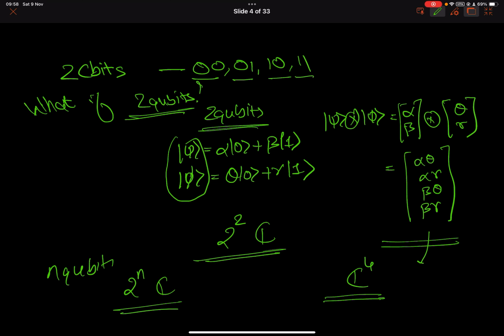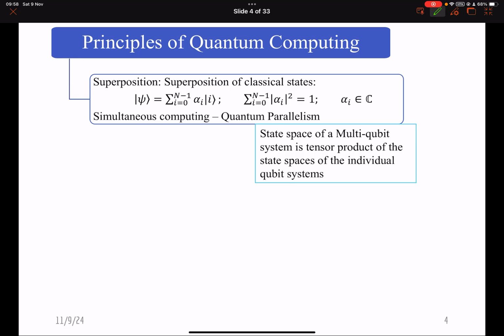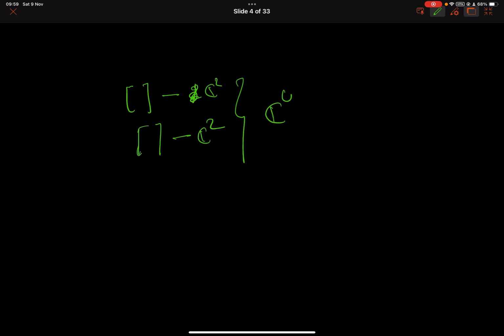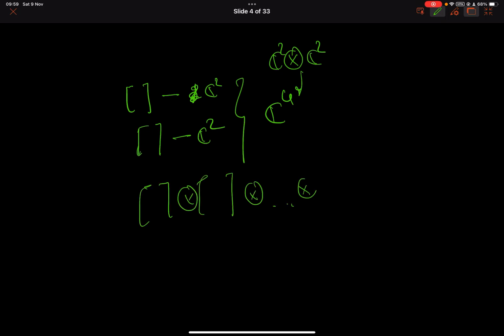And as I said earlier, a complex vector space means the entries of the vectors could be complex numbers. So let us move back to the statement: the state space of a multi-qubit system is the tensor product of the state spaces of the individual qubit systems. As I said in the previous case, the state space of the first qubit was a two-dimensional complex vector space, and the state space of the second qubit was another two-dimensional complex vector space. So the state space of this multi-qubit system, when I combine those two qubits, is a tensor product: C^2 tensor C^2 gives a four-dimensional complex vector space. Similarly, for n such vector spaces, it will be C to the power 2 to the power n dimensional complex vector space.